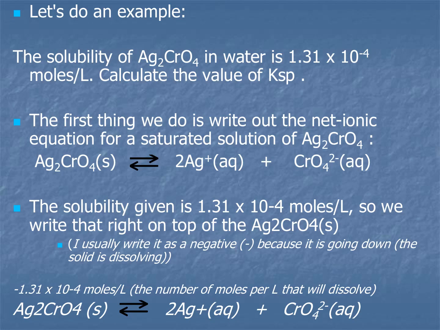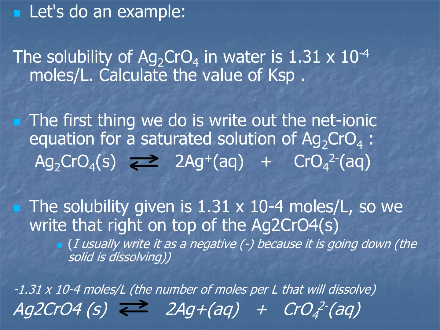So, for the solubility of silver chromate, solubility is 1.31 times 10 to the negative 4th molarity. Calculate the value of Ksp. First, always write out my equilibrium expression. Make sure it's balanced. So 1 to 2 to 1.